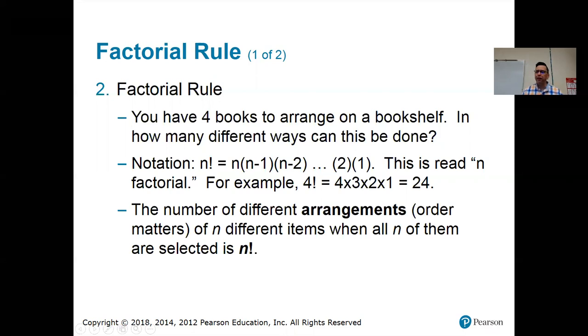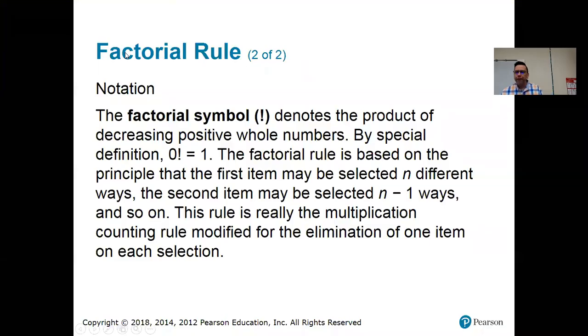The number of different arrangements, order matters, of n different items when all n of them are selected is n factorial. Okay. So these are selections without replacement. Okay, so like arranging books on a shelf, once you pick one book to put on a shelf, obviously that same book can't appear again later on the shelf. Okay. Factorial symbol denotes the product of decreasing positive whole numbers.